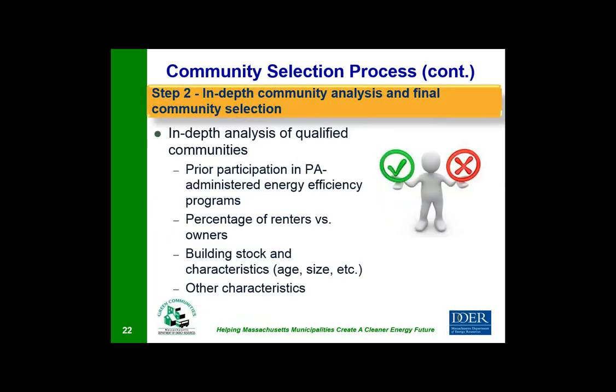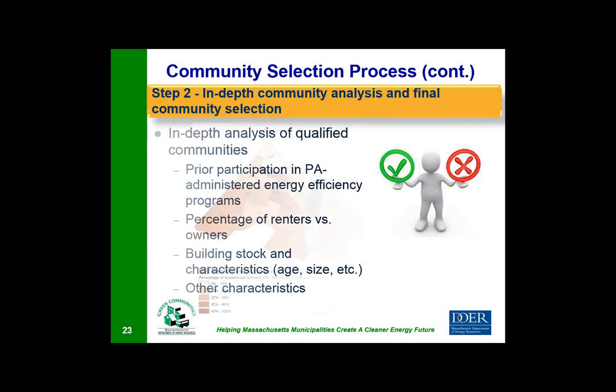Next up was looking at the in-depth analysis. Once we had the 112 census block groups identified, we pulled in additional data on prior participation. Again, if you've got a community or a block group that already has participated at a high rate, that may not be the one where the PAs need to focus their efforts. We also wanted to look at the percentage of renters versus owners, thinking that trying to pull more renters into this program was a good idea. We also looked at things like building stock and other characteristics, age, size of the home, things along those lines that might influence participation.